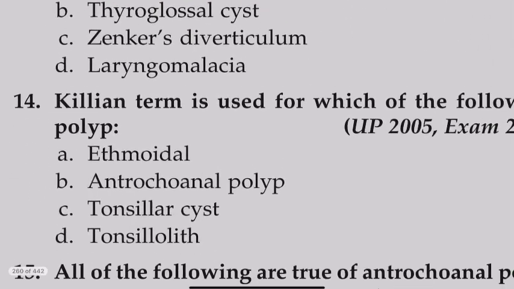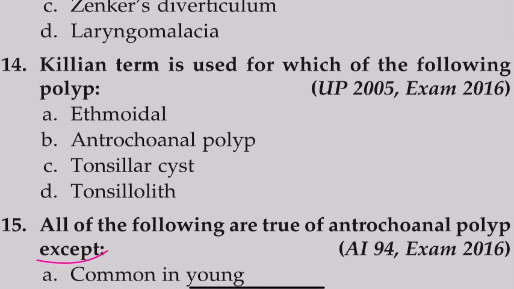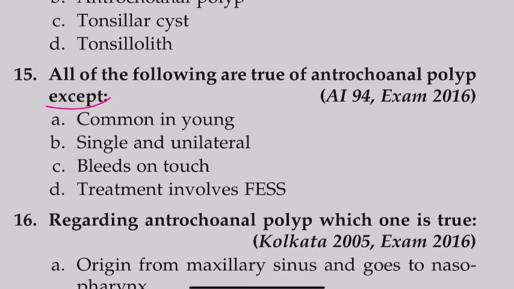Killian's polyp is used for which type of polyp? It is used for antrochoanal polyp, right? Killian polyp is another name for antrochoanal polyp. Which of the following are true for antrochoanal polyp except? Common in young, right? Single and unilateral, right?